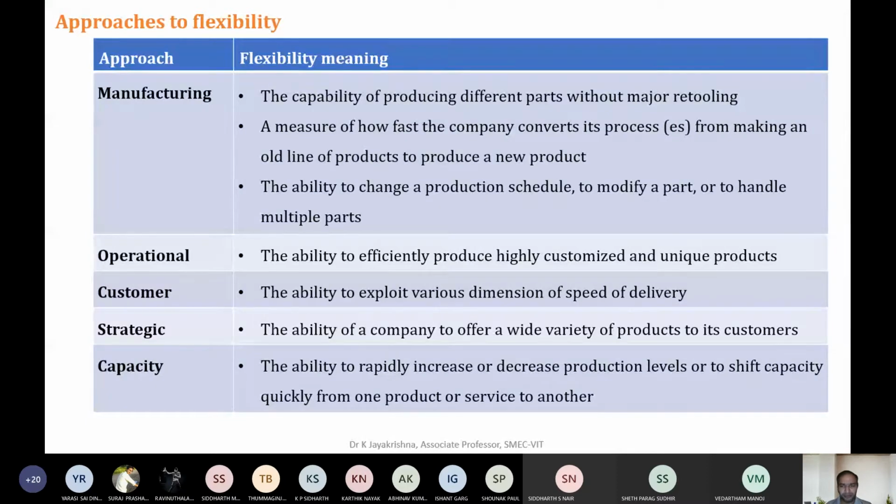Then strategic. Okay, so as I told you, there are more number of customers and more number of product variants, how you are going to handle that, right?